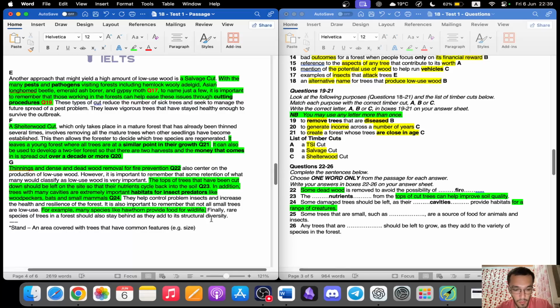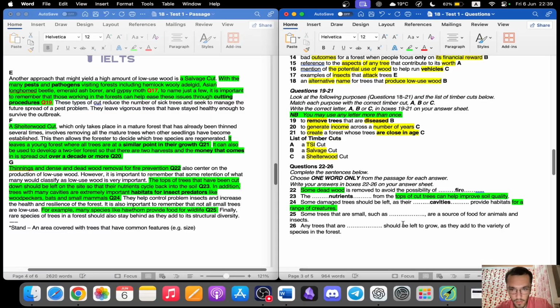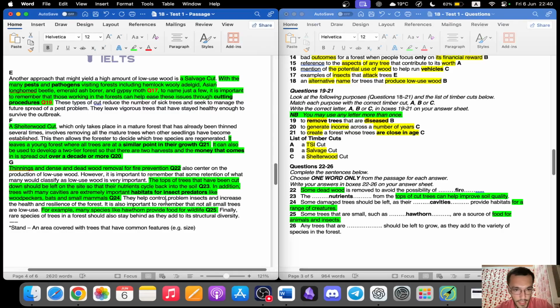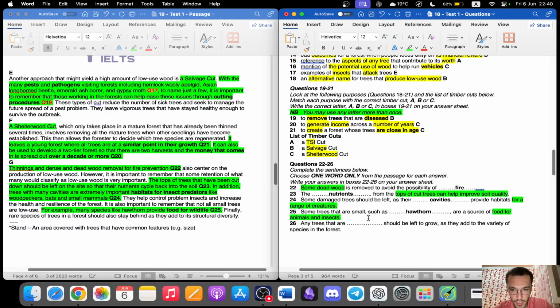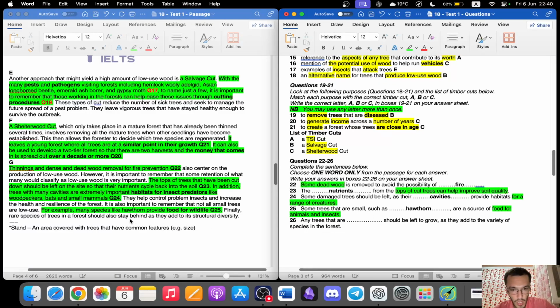My pronunciation for a moment became like a Jamaican one. So question number 25. Question number 25 means there's a hawthorn. There we go. Food for animals and insects. Food for wildlife. Okay, and any trees that are something should be left to grow. Finally, rare species of trees in a forest should also stay behind. All right.